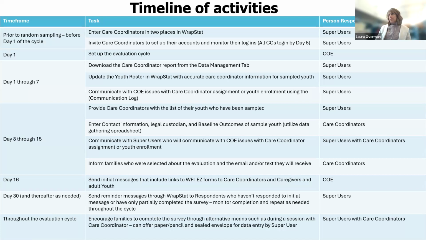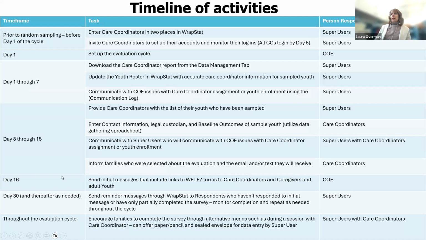So as a timeline, just to show it in another way, prior to the evaluation cycle being set up, super users will be entering you, as all the care coordinators in the agency, into necessary places in Rapstat and then inviting you to activate your account and set up your login. Then after the evaluation cycle is run, they will be doing that verification in the youth roster, making sure that the correct care coordinator is associated with the youth and communicating with us if there's confusion or questions.